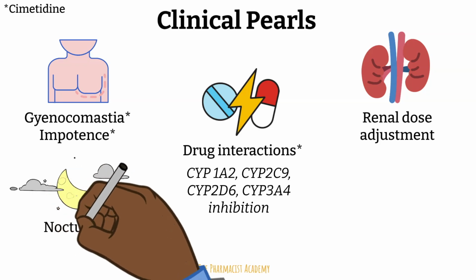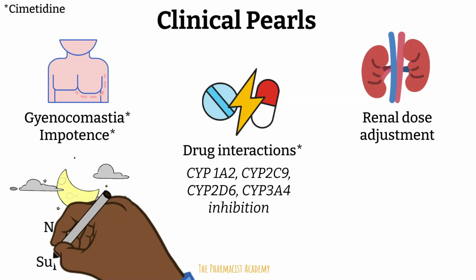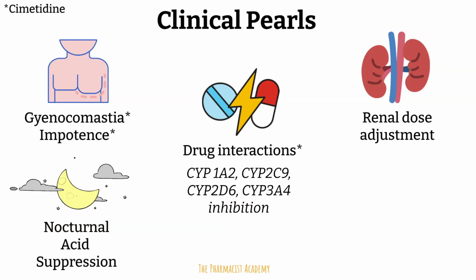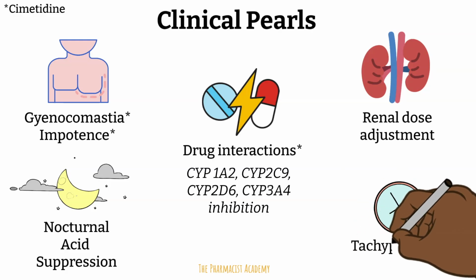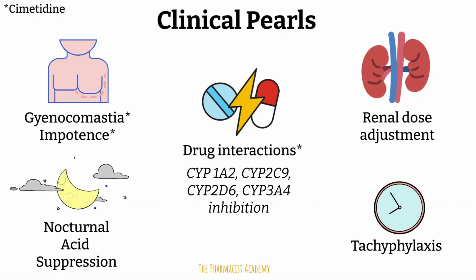H2 blockers are best for nocturnal acid suppression, unlike during meals that stimulate acid through acetylcholine and gastrin. Nighttime acid is mainly due to histamine released from the enterochromaffin-like cells. Lastly, tolerance can develop with chronic use and is due to the body's ability to compensate by increasing histamine release and upregulating other pathways like gastrin and acetylcholine to stimulate the acid secretion.